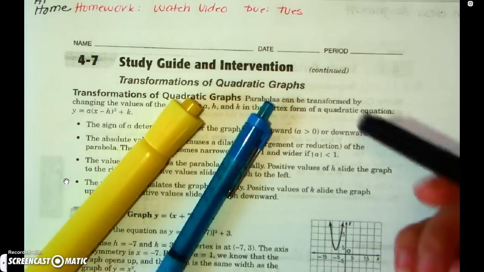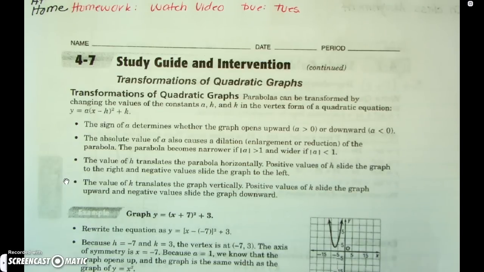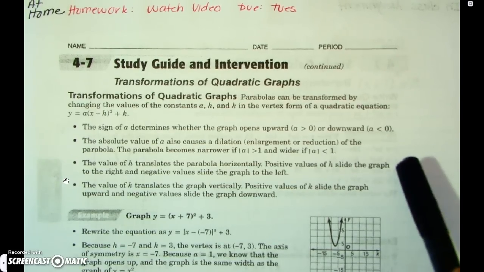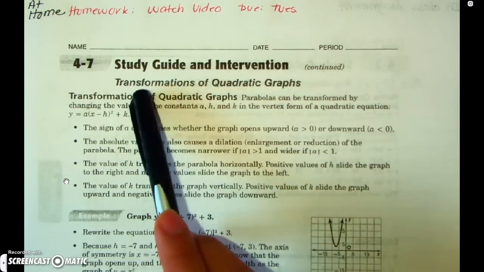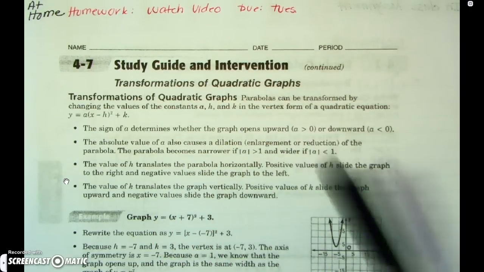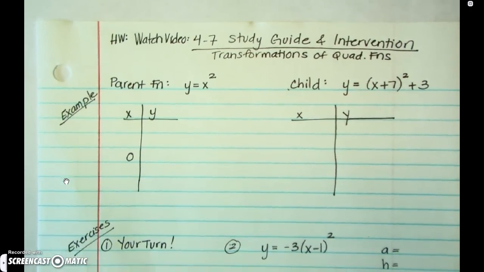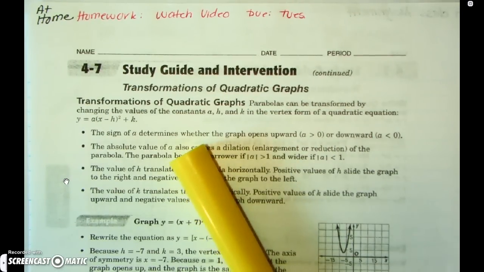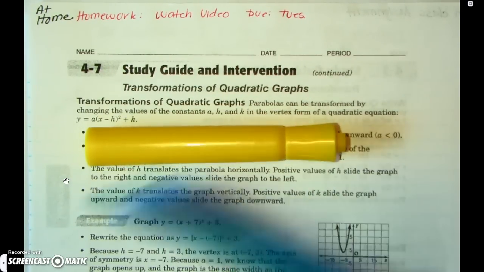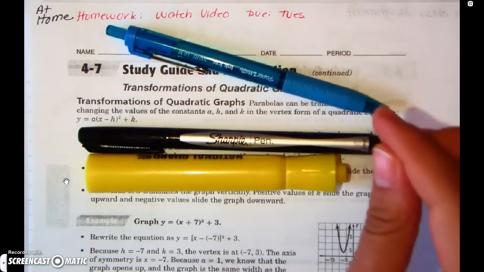So for this video, you're going to need your handout, which I gave you guys today. It's 4-7, Study Guide and Intervention, Transformations of Quadratic Graphs. You should also have a separate sheet of paper because we're going to need to write some things down that we don't have enough space for on here. And it would probably be helpful if you had a highlighter or a colored pencil or a different colored pen or something to help you with the lesson.